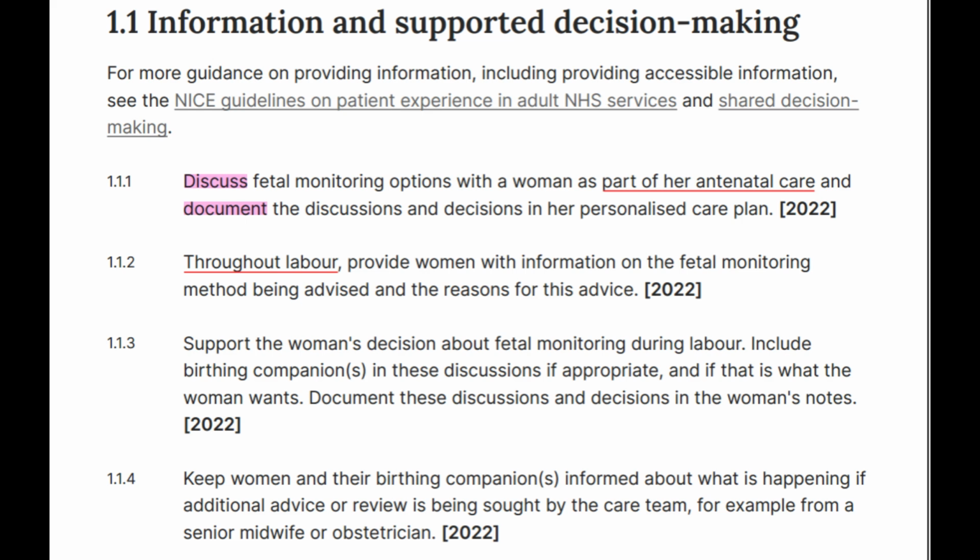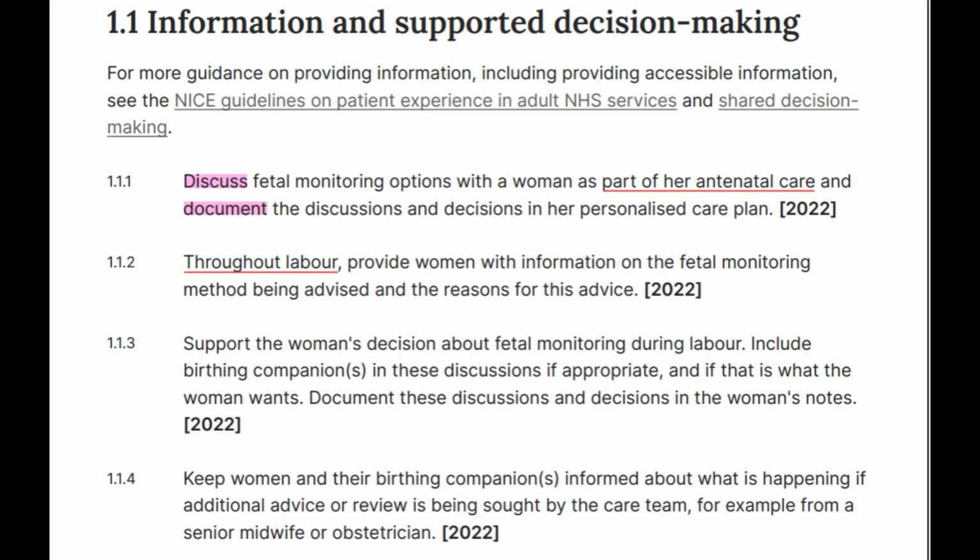Throughout labor, provide women with information on the fetal monitoring method being advised and the reasons for this advice. Support the woman's decision about fetal monitoring during labor. Include birthing companions in these discussions if appropriate, and if that is what the woman wants. Document these discussions and decisions in the woman's notes.